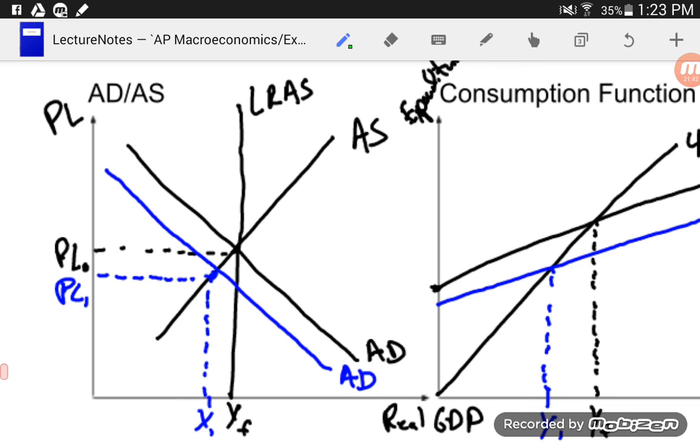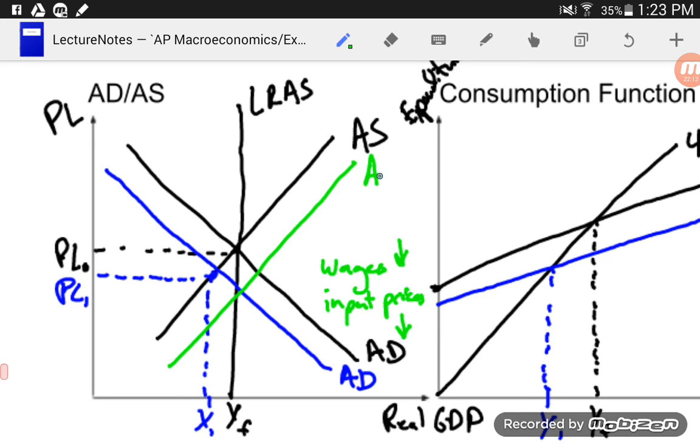We don't need to increase government spending, because if we leave it alone and we're below full employment, people are going to want to come back to work. And so what's going to happen because of this? Wages fall, and you notice price level is going down, so input prices for making goods is falling, and because of that, aggregate supply will take care of itself. Aggregate supply will increase, and we will get back to full employment.